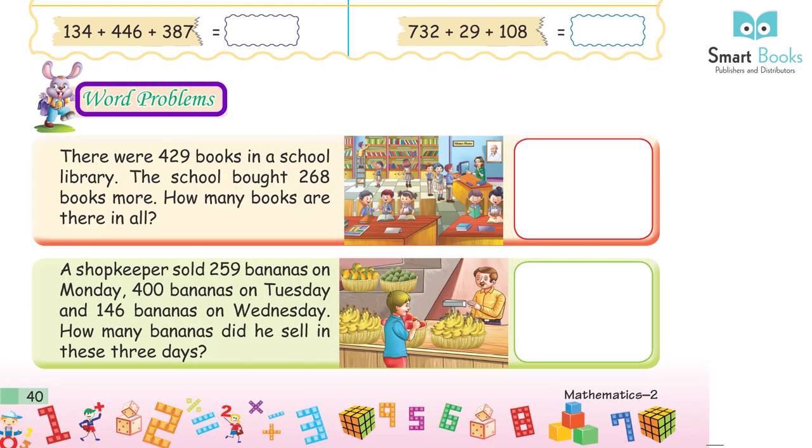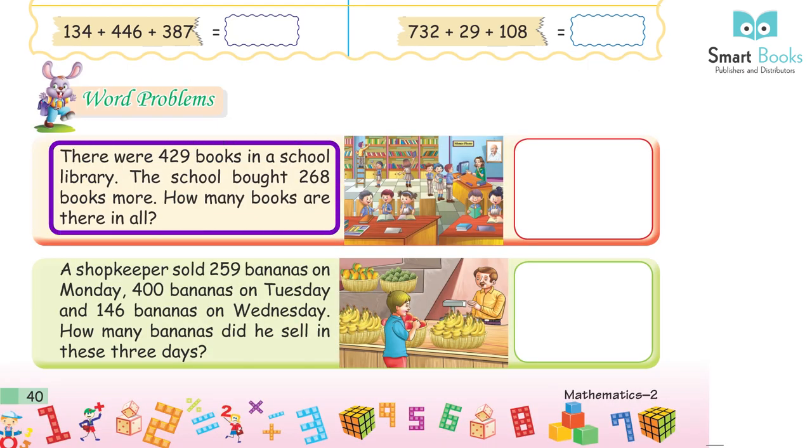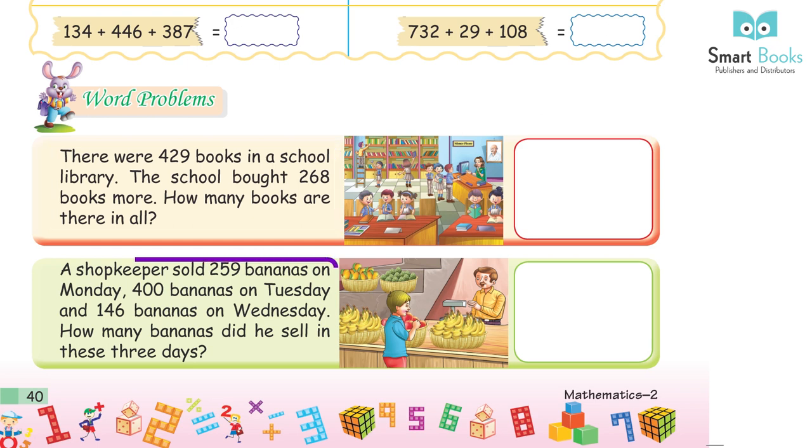Word problem. There were 429 books in a school library. The school bought 268 books more. How many books are there in all? Answer 697. A shopkeeper sold 259 bananas on Monday, 400 bananas on Tuesday, and 146 bananas on Wednesday.